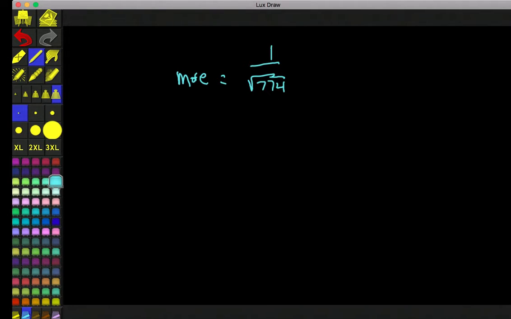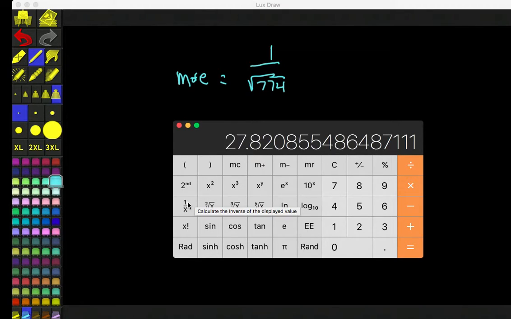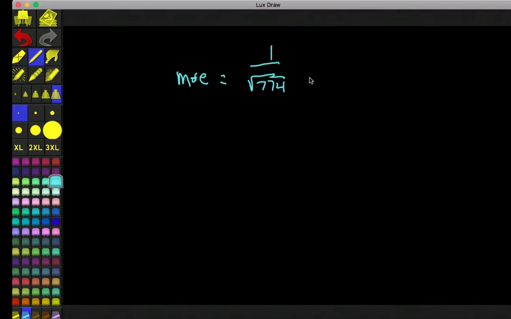Okay, let me show you a quick way to do that on your calculator. If you're using a computer calculator or a different one, you can just do 774 square root and then use this flip over button, 1 over x. It's the best. Okay, so then my margin of error is 0.0359.